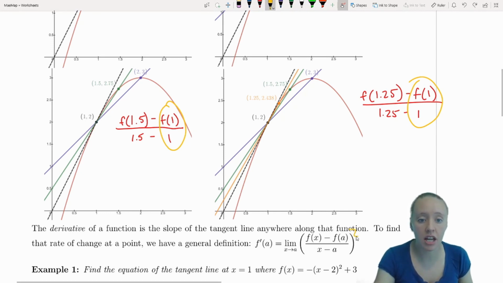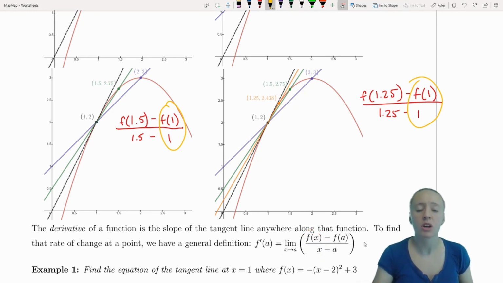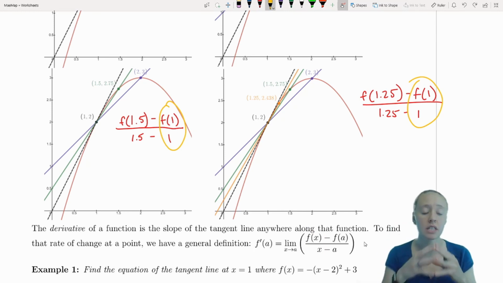Here is that change in y over the change in x. This f of a and a remain constant, and as we move closer, this x is approaching a. Those are the values that are changing. So let's go ahead and now use this definition to do example 1.